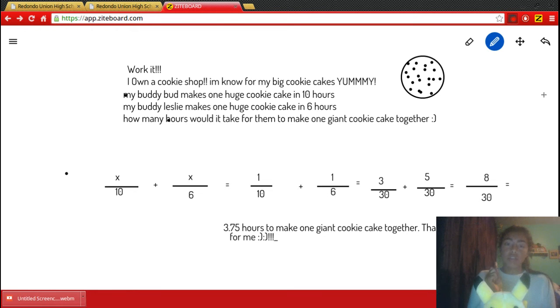You combine the top two together, you get 8. You do not combine the denominator, if you remember from 6th grade math. I got a C on that test once. Not pretty good. Anyway, you get 8 over 30, and then you divide the 8 by 30, you end up with 3.7 hours. That's how long they would work. That's how many hours it would take for them to make one cookie.